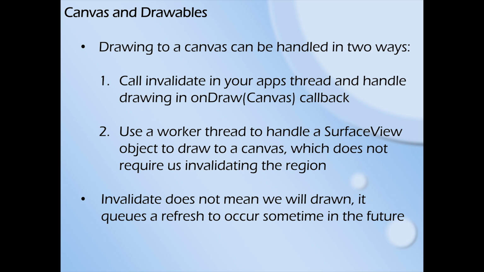Now we can draw to the canvas in 2 different ways. One way is by invalidating things and telling Android, hey, redraw this as fast as you can. The other way we can handle it is by actually creating a separate thread. And that thread is going to draw the canvas as many times as it possibly can. That's the method we're going to be using today. Do remember that invalidating does not mean you have an instantaneous draw being called. It's going to queue the refresh, and it's up to Android to determine when that's going to happen.